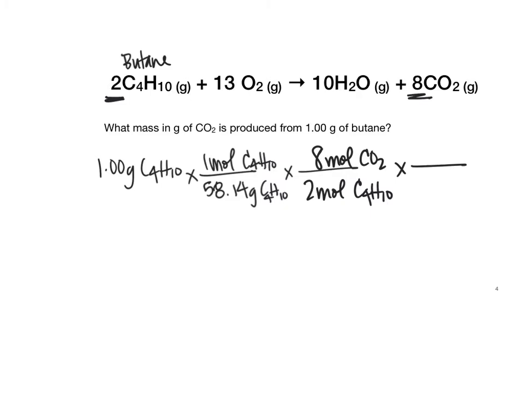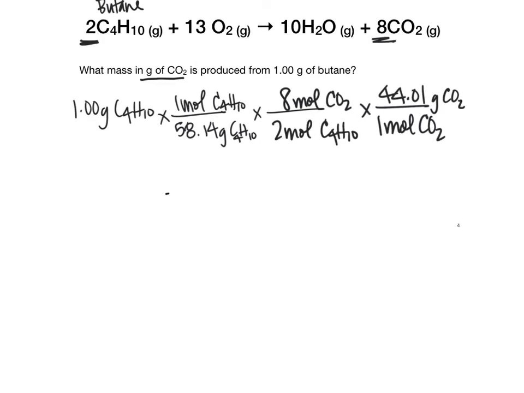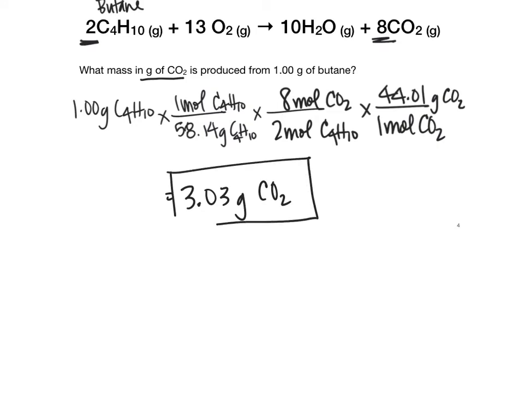Now we want to convert to grams because it asks for this in grams. So in 1 mole of CO2, it is 44.01 grams of CO2. Then when we plug all this into our calculator, we get 3.03 grams of CO2. So this would be our final answer.